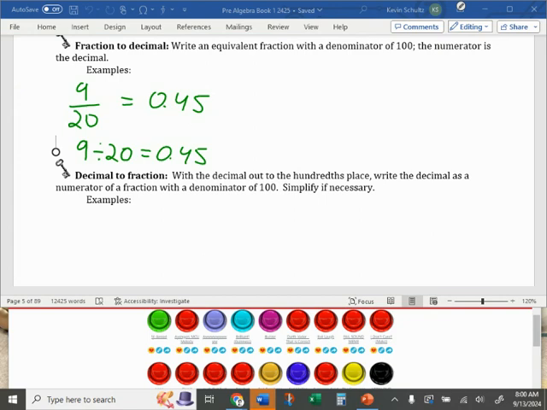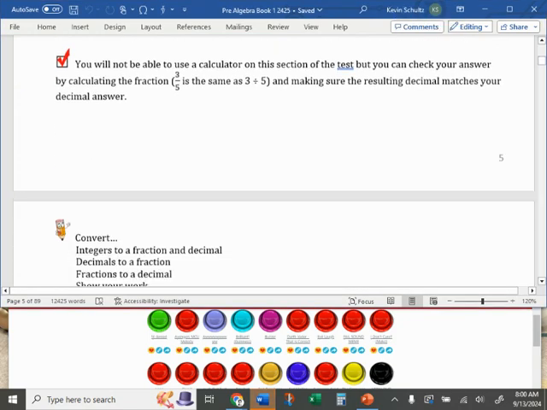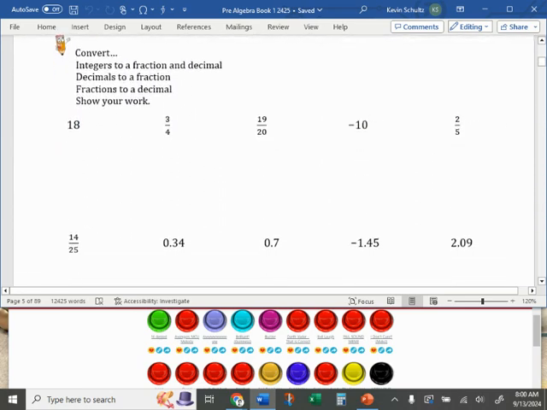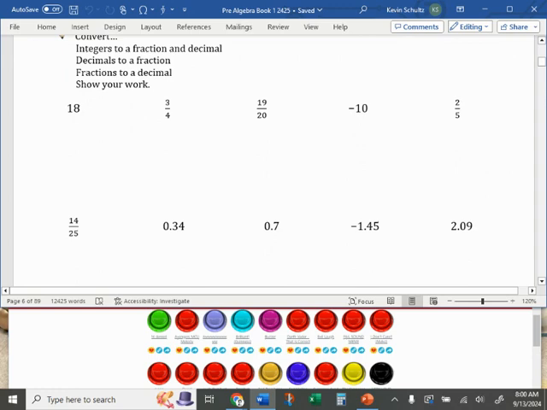Okay. Backside, or second page. Just a 2-pager today? Yes, we do. It says convert integers to a fraction and a decimal. Convert decimals to a fraction. Convert fractions to a decimal. And of course, show your work when applicable. So 18. We're starting with an integer. We have to write this as both a fraction and a decimal. What is the fraction form of 18? That integer 18.